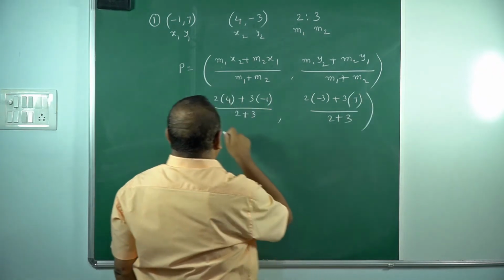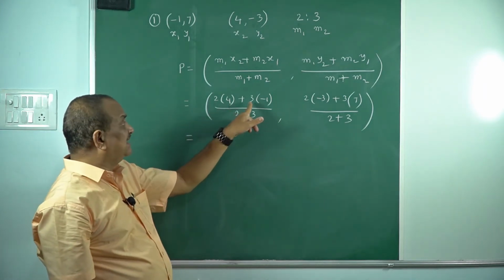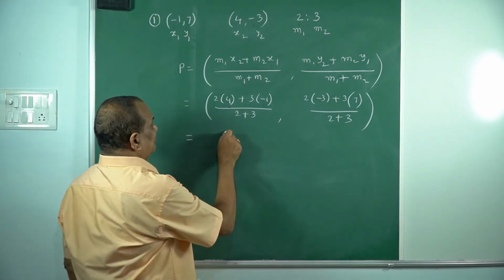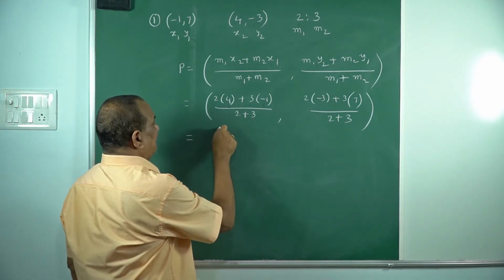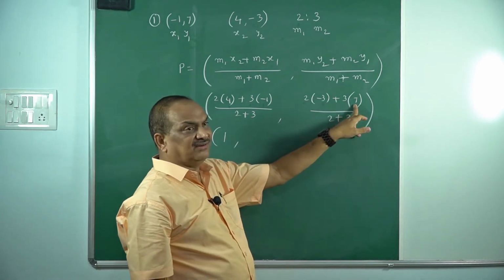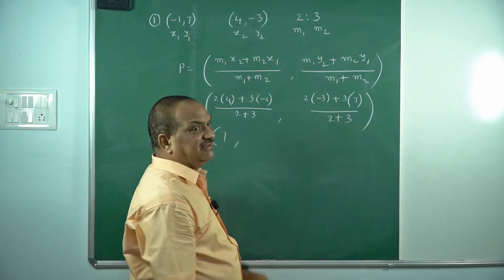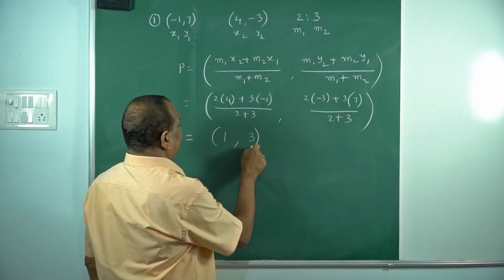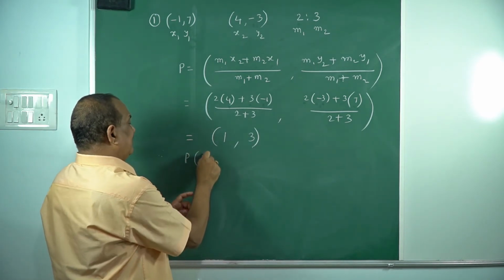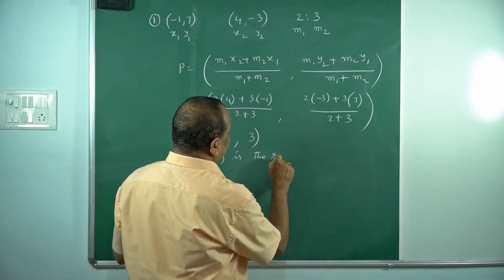And that's it, we have got the answer. This is 8 minus 3, 5, 5 on 5, and that is 1. Minus 6 plus 21, 21 minus 6 is 15. 15 by 5 will be 3. That's it. Therefore, P (1, 3) is the required point.